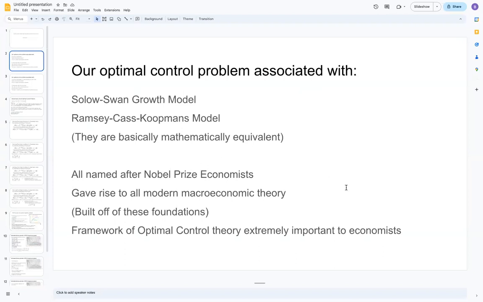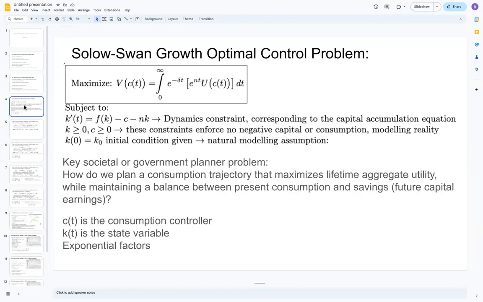These are all named after Nobel Prize economists and are historically very important because they gave rise to all modern macroeconomic theory. The subsequent models either build off of these foundational models and provide further detail, or provide interesting spin-offs for investigation. As such, this illustrates why the framework of optimal control theory is extremely important to economists. In particular, we will be investigating the Solow-Swan growth model.